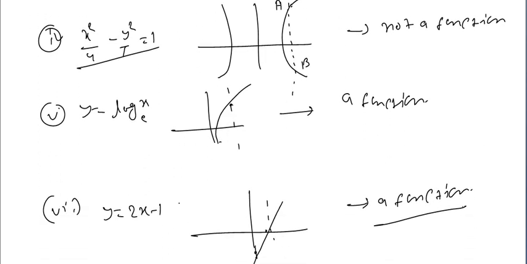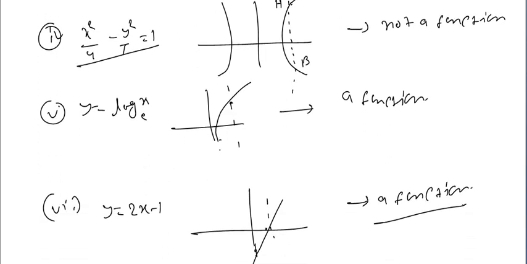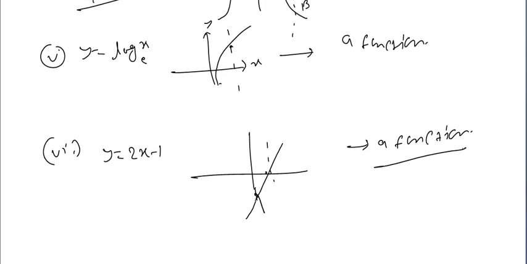Our next graph is y = ln x. Draw the curve of ln x. This is a very simple curve. This is the y-axis and this is the x-axis. Drawing the curve and drawing a line parallel to the y-axis, it is cutting at only one point, so it is also a function. Now suppose y = 2x - 1. This is a very simple curve. It is simply a straight line. For x = 0, y is -1, and for x = 1/2, y is 0. Draw a line parallel to the y-axis, it is cutting at only one point, so it is also a function.